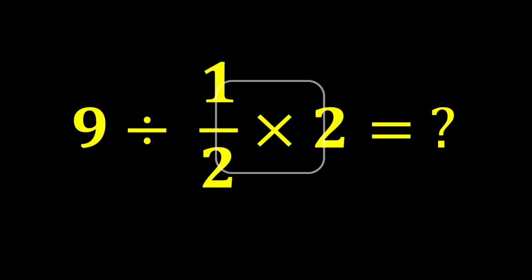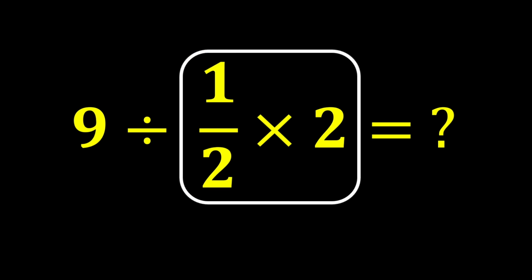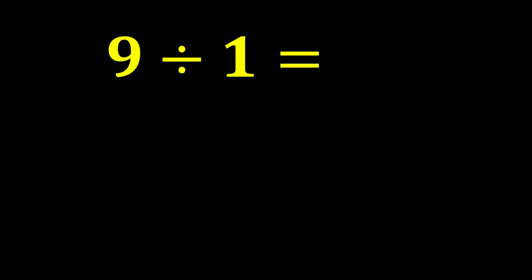First, we perform this multiplication, 1 over 2 times 2. This 2 and this 2 cancel each other out, and only 1 remains. In the end, 9 divided by 1 gives us 9.